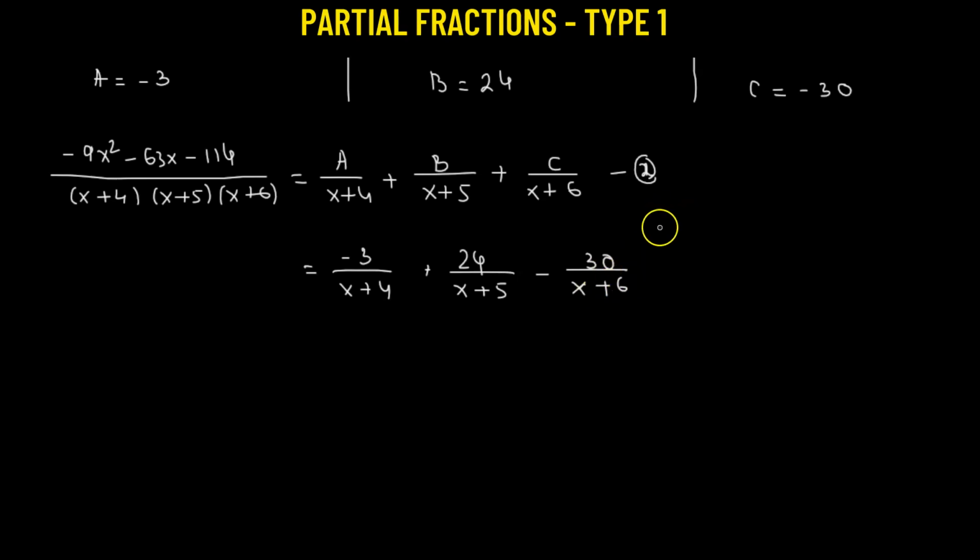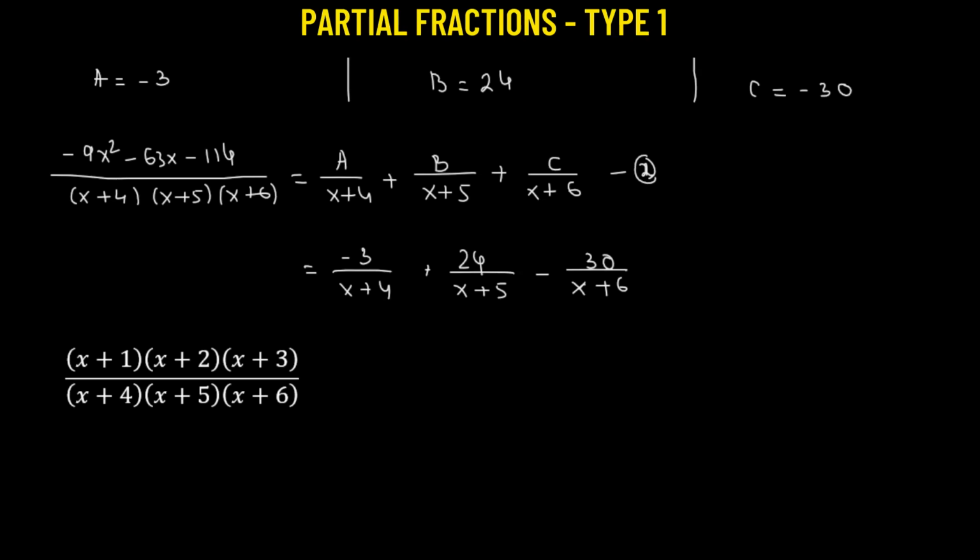Right. So we have obtained equation number 2, and our original equation will then become equal to, so we had the quotient that was 1, so we have 1 minus 3 over x plus 4 plus 24 over x plus 5 minus 30 over x plus 6. So we have successfully resolved our given rational fraction into its constituent partial fractions.